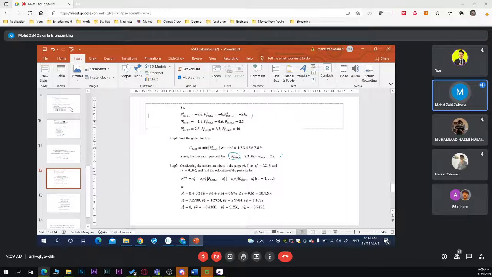Each particle has a P best. So among these particles, the G best, the G best means the best among these particles. G best means 2.3, because 2.3 is the best, the maximum value for iteration number 1. Clear?